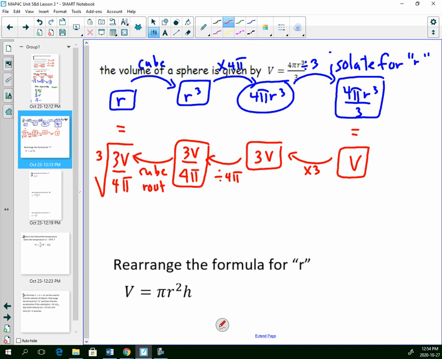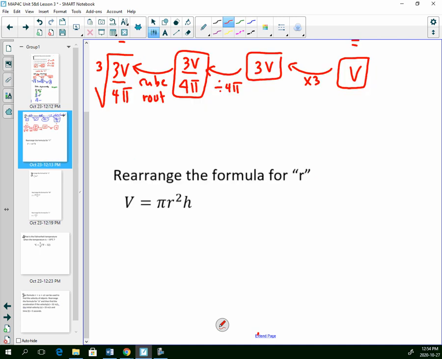Okay, the next question wants us to rearrange for r again. Pretty similar to the other one. Let's do this algebraically, just for something different. If you want to do a flow chart, that's fine. I'm going to divide by pi first. It doesn't matter whether I divide by the pi or the h first. They both have to be divided. So that gets rid of the pi.